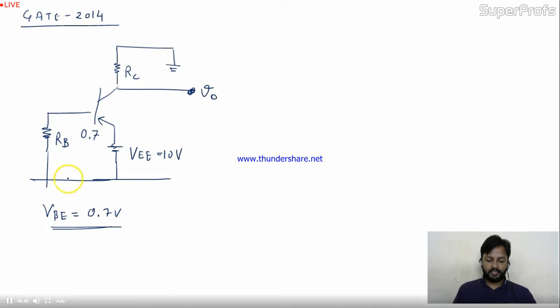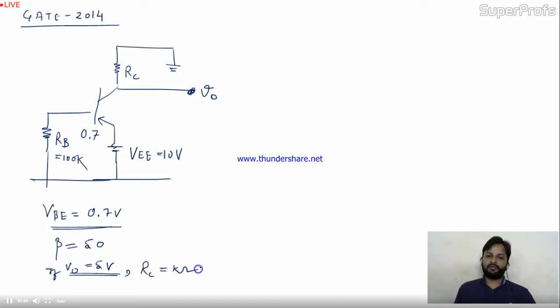Is it okay? Now, beta is also given for the same circuit and beta is 50. Assume that RB is 100K. This is 100K given. For V0 equal to 5 volt, they are saying with an if condition, if V0 is 5 volt, find the value of resistance RC, where RC is in kilo ohm.